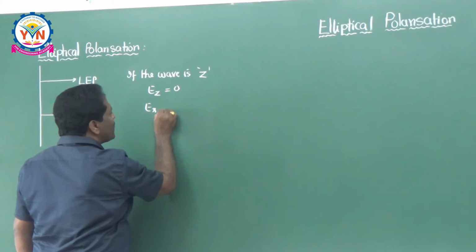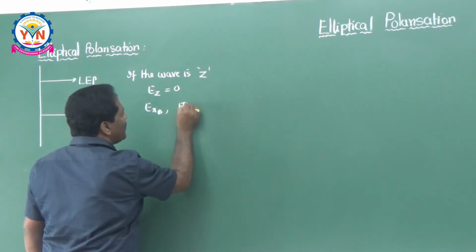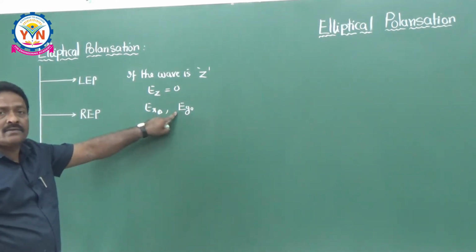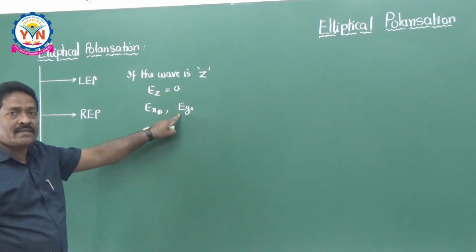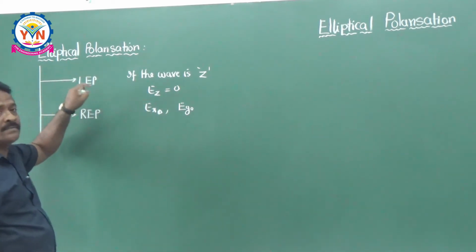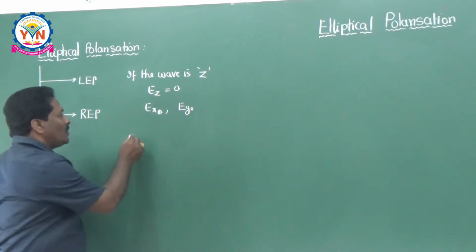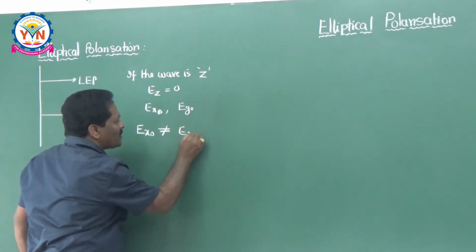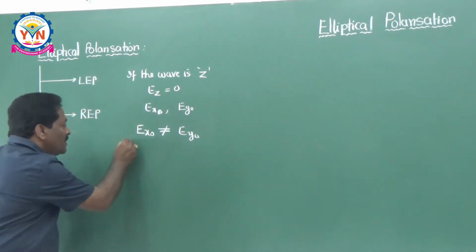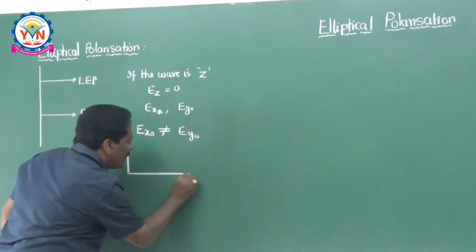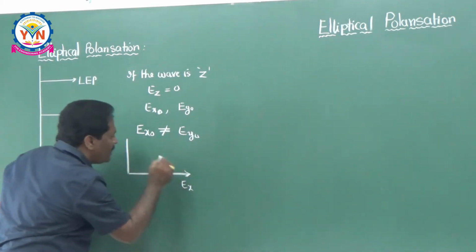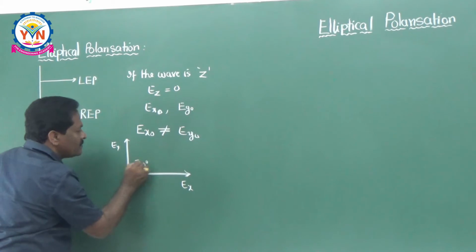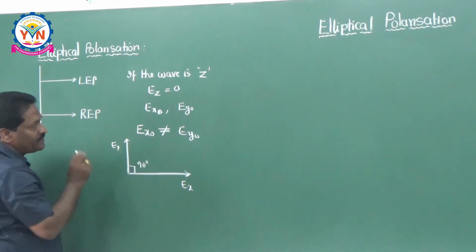Ex will have magnitude Ex naught and Ey will have magnitude Ey naught. In the case of circular polarization, both are equal. Whereas in the case of elliptical polarization, their amplitudes are not equal. So, Ex naught is not equal to Ey naught. The amplitudes are different. And the phase difference between the x component and the y component is once again 90 degrees, but the amplitudes are entirely different here.